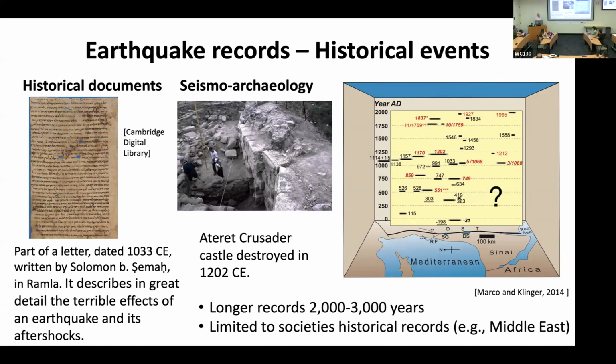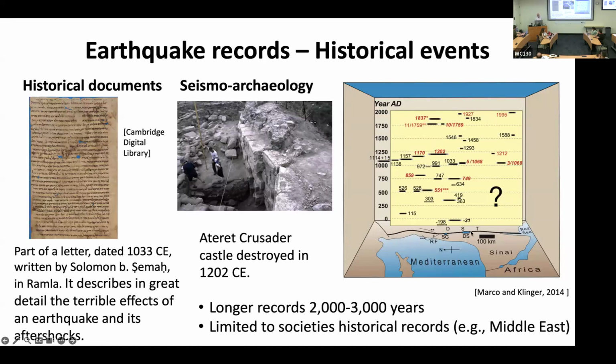In another place, we can have what's called seismoarchaeology. This is again from Israel. This is a Crusader castle that was built on the fault, the Dead Sea fault. We'll see more about it. It shows a displacement of 70 centimeters of the walls. And we know from a document exactly when it happened: it was in 1202. So we can extend this record where we have documents and archaeological sites, in the Middle East and in China, up to 2,000 or 3,000 years.